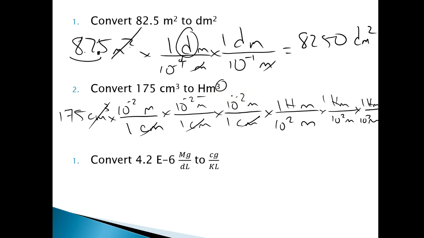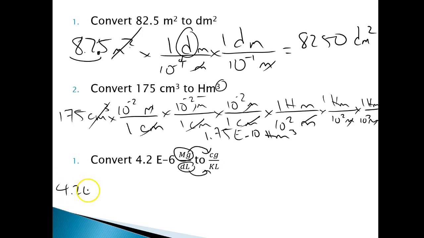So what you've got is 175 times... you get a really small number. 1.75 e to the negative 10 hectometers cubed. Okay, so just kind of pay attention to that. And then this last one, this is probably the hardest one there is. You're going to take them one step at a time, just like when we did the feet and inches. We're going to take them one at a time.